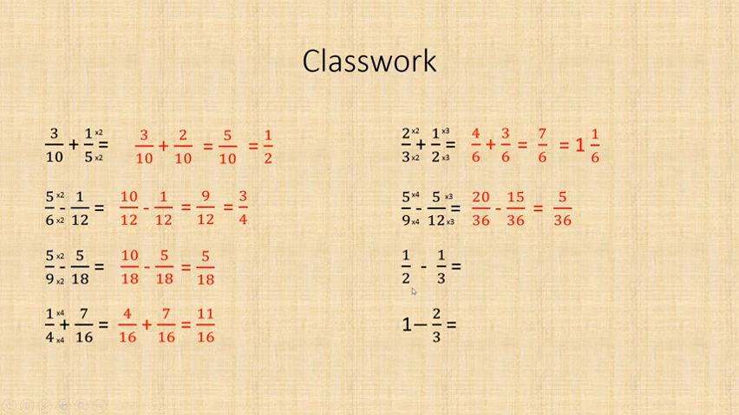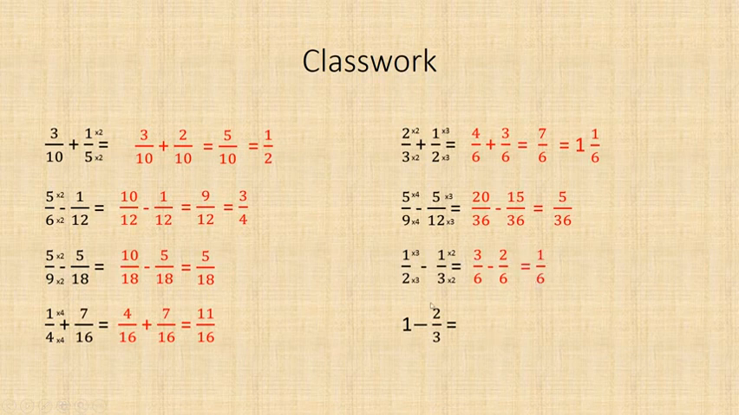Okay, what about a half minus 1/3? Again, make the denominators the same. Here I will multiply by 3 down and up. The LCM is 6, as we did in the previous question. And in the other fraction, I will multiply by 2 up and down. So I made the denominators the same, 6 and 6. 1 times 3 equals 3, 1 times 2 equals 2. So I have 3 minus 2 equals 1 over 6.